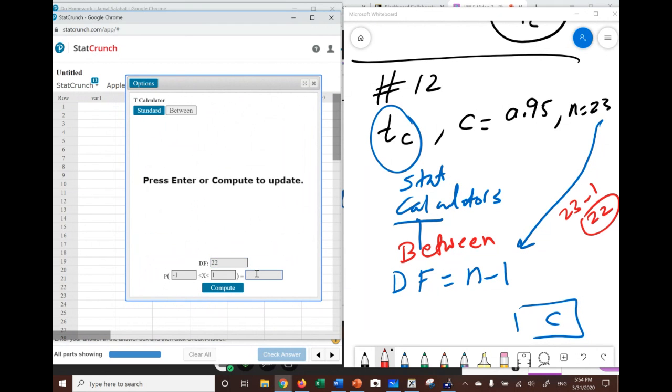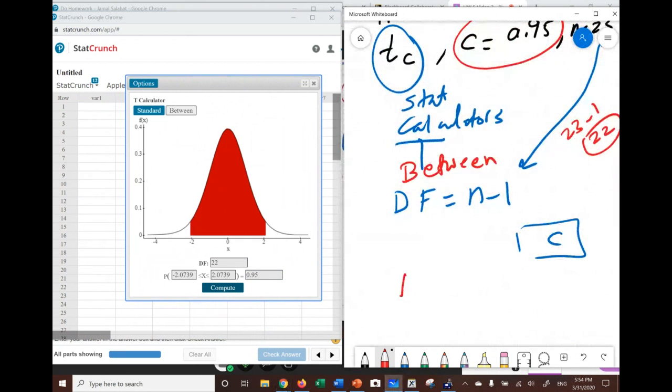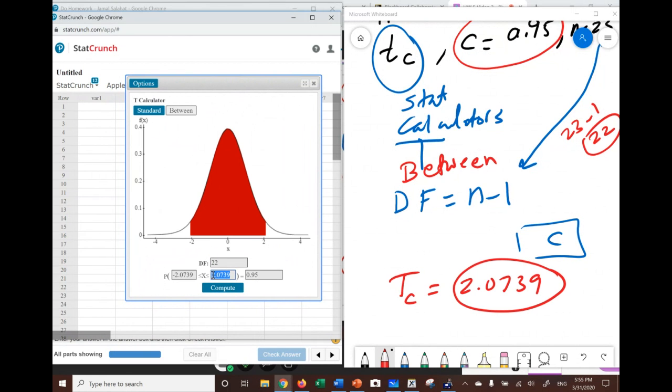And after that, we're going to fill the last box with C. In our case, our C is 95%. So you're going to go to the last box, put 0.95. And that's all you need to do, and hit enter. When you hit enter, the T critical is going to be equal to 2.0739. That is the T critical that is in the box there.